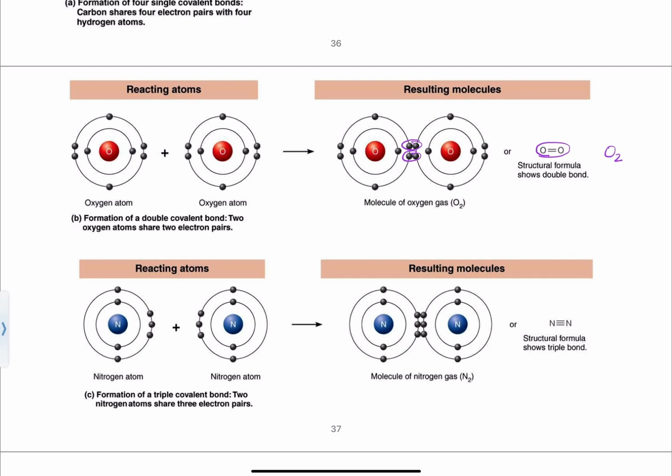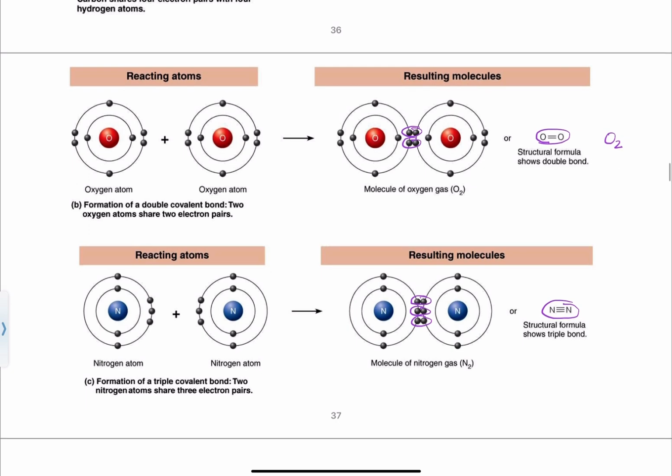Nitrogen as well combines with another nitrogen in order to fulfill its octet rule. In the case of nitrogen, they're sharing 3 pairs of electrons, and they have a triple bond. So we have 3 dashes between the 2 nitrogens to represent that it's a triple bond and 3 pairs of electrons being shared.